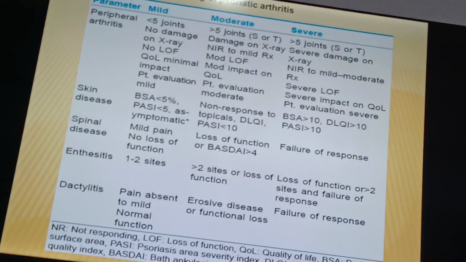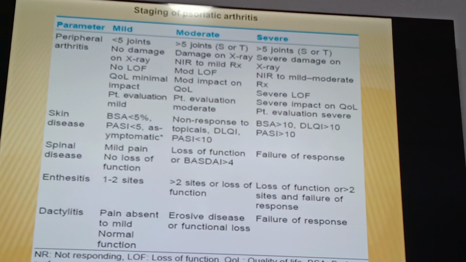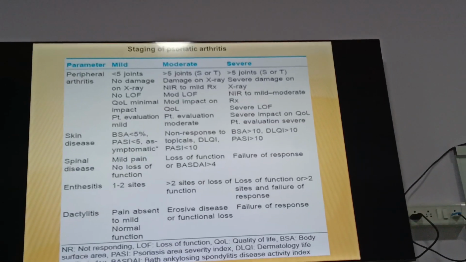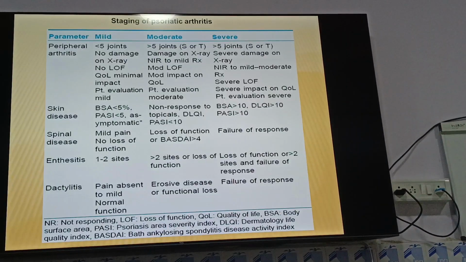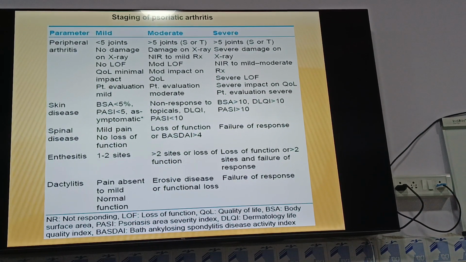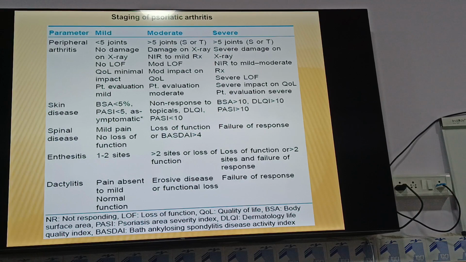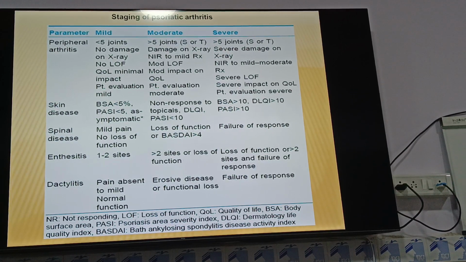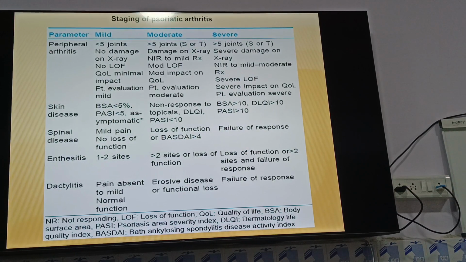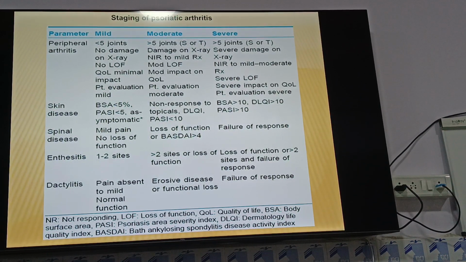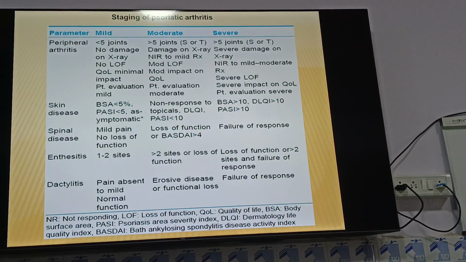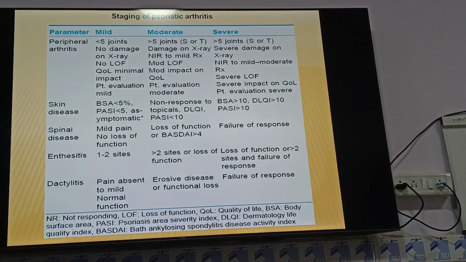So this is the staging of psoriatic arthritis: mild, moderate, and severe. Okay. So peripheral joints, less than 5 joints, no damage, no loss of function, quality of life minimally impacted. So they are all the mild diseases. Okay. When it is very severe, more than 5 joints damaged and the quality of life is impaired, that will be the severe. So you need not read all these things. But peripheral arthritis, that is mild, moderate and severe. Skin disease, spinal disease, enthesitis, dactylitis, so mild, moderate and severe.